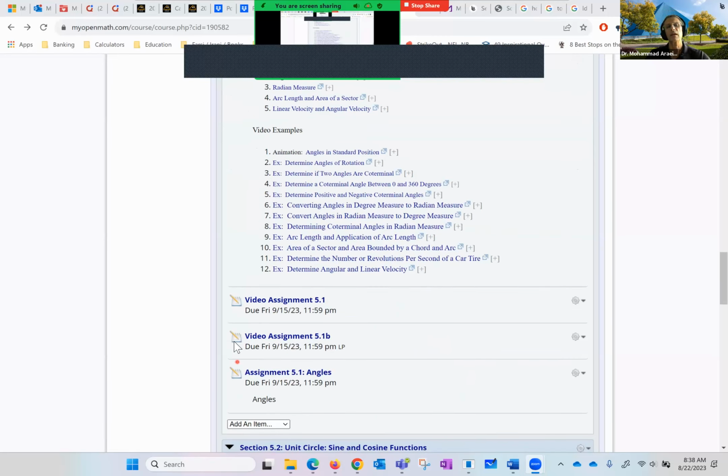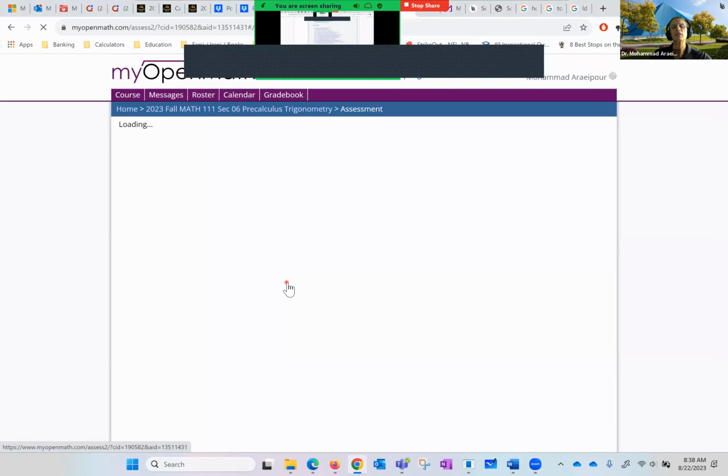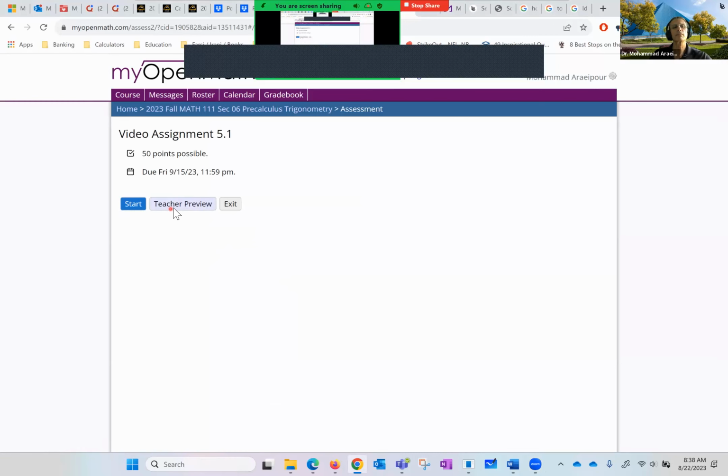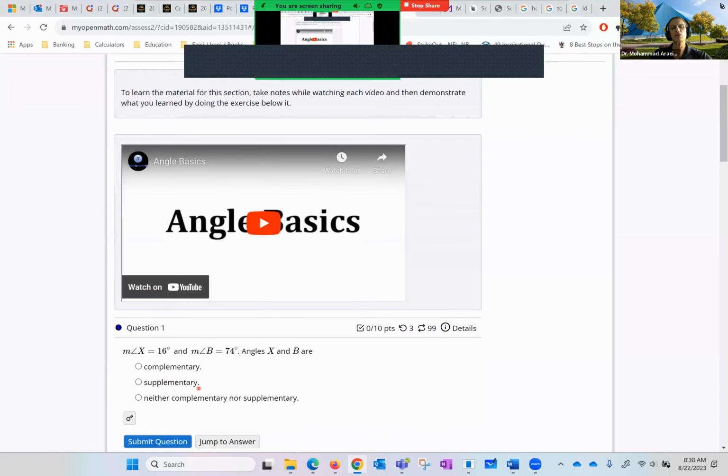Then what happens? We have video assignments. In this case, there are two of them, video assignment 5.1 and then 5.1b, and then the assignments. So start with the video assignments. Some of them have a couple of video assignments, some of them have one, and maybe a couple of them don't have any. So you start with the video assignment. All you have to do is watch this video, which takes really a couple of minutes, and either answer the question, or sometimes they just ask you, did you watch the recording? Yes, I did.